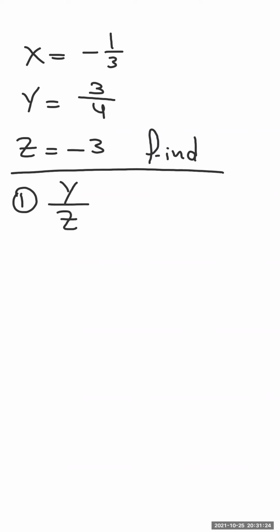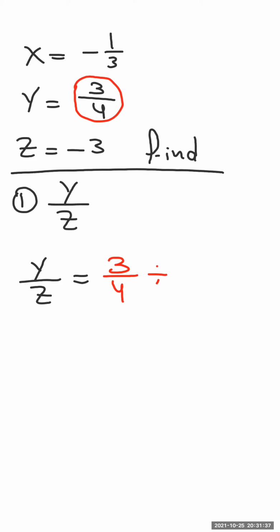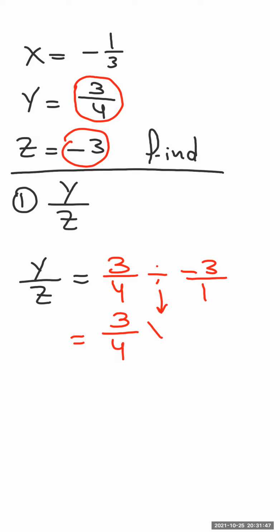Okay, actually, this is very simple. Y over z will equal, where is y? It's given in the question, 3 over 4. So 3 over 4. Over z means divided by z. Z is -3. -3 as a whole number, actually, it's over 1. So now 3 over 4, change the division into multiplication, so times, flip the number, so -1 over 3.